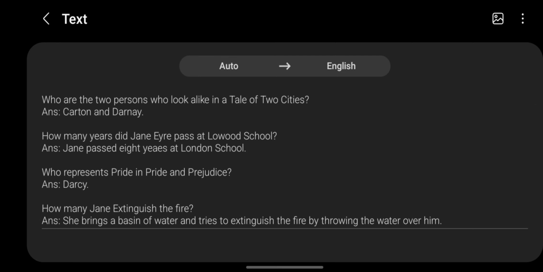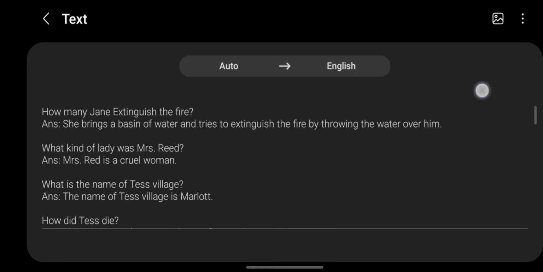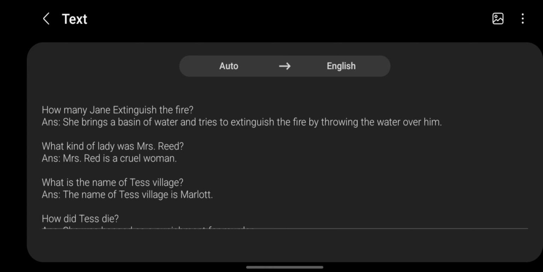Who are the two persons who look alike in A Tale of Two Cities? ANS, Carton and Darnay. How many years did Jane Eyre pass at Lowood School? ANS, Jane passed 8 years at Lowood School. Who represents Pride and Prejudice? ANS, Darcy. How did Jane extinguish the fire? ANS, she brings a basin of water and tries to extinguish the fire by throwing the water over him.